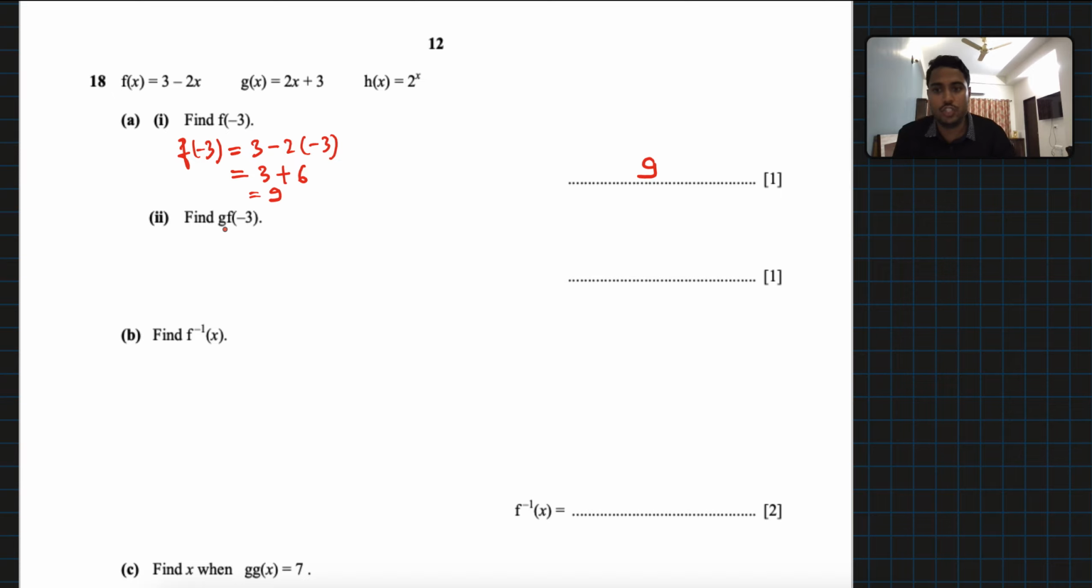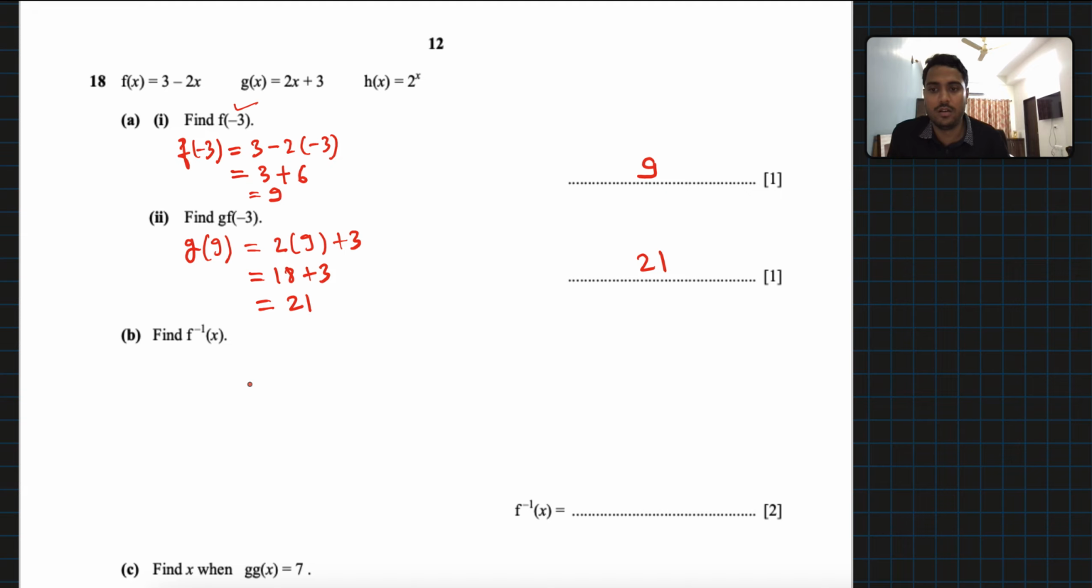Find g of f of minus 3. f of minus 3 we have already calculated as 9 in the first part. So that is going to be g of 9, which is 2 times 9 plus 3, that is 18 plus 3. So that is 21.